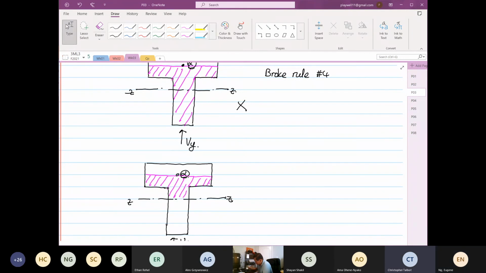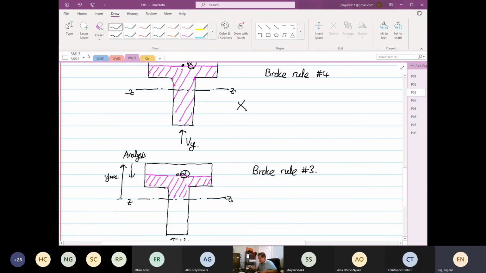Wouldn't it still be wrong? Why? Because it's still on the other side of the centroid. No, we have broken rule number 3. So rule number 3 says that the analysis will start from what? The maximum distance relative to the centroid. Right? We'll start from y max.